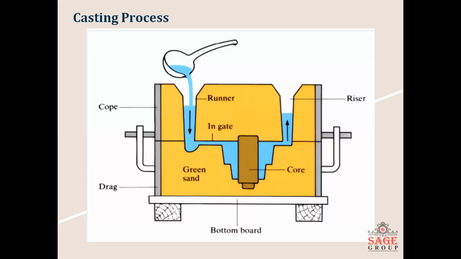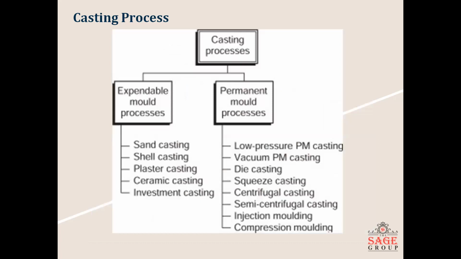This is the line diagram again. You can see the molten metal being poured and taking the hollow shape that we are going to generate. So this is another example of the casting process. Now the casting process can be divided as shown in the tree diagram. There are different kinds of castings listed here.